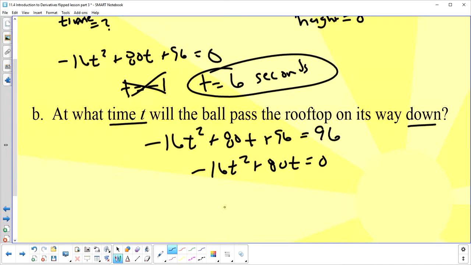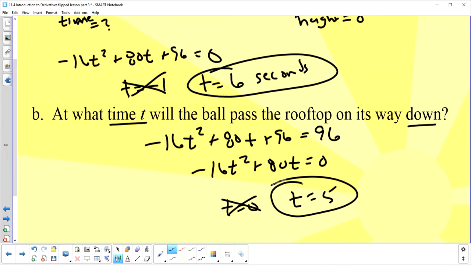And again, if I solve this equation using the quadratic formula, I'm going to get t equals 0 and t equals 5, which makes sense because at 0 seconds we were on the roof about to start, so we should have been at 96 feet, but we don't want that one. On the way down, it would have taken 5 seconds.